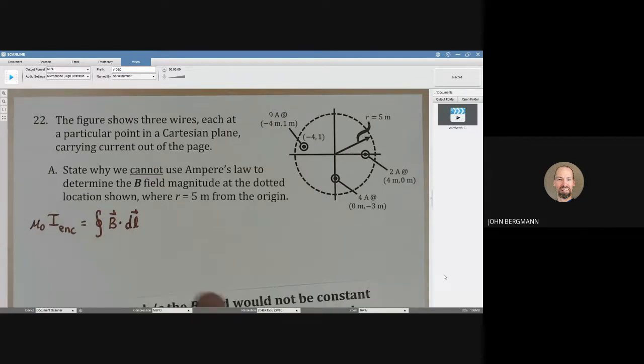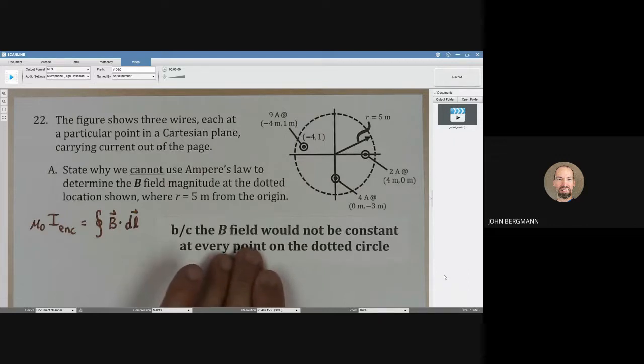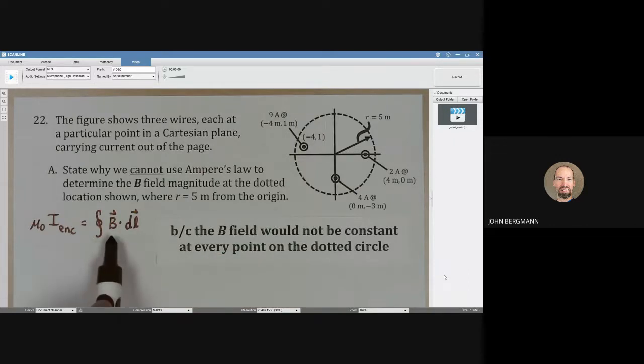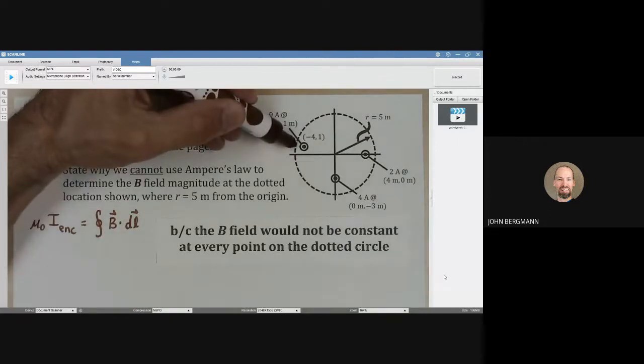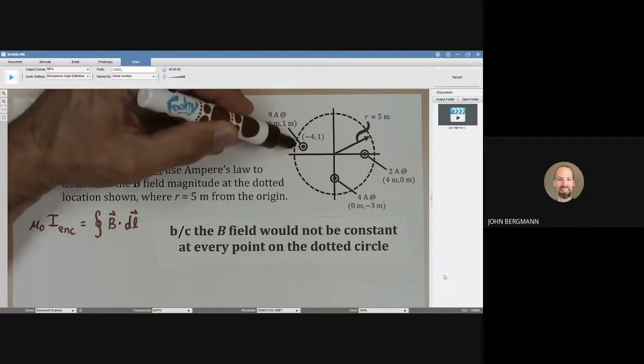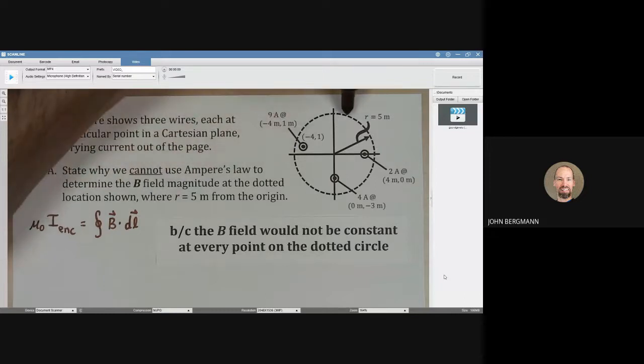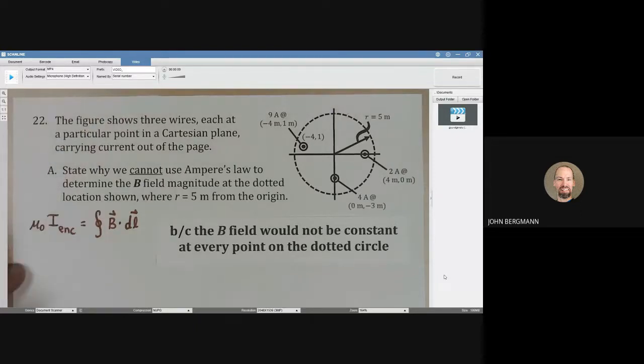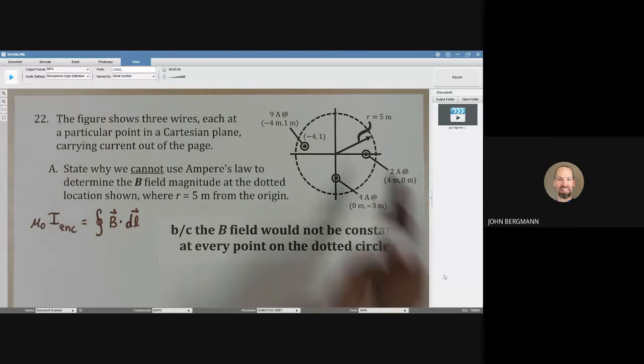However, remember the deal with Ampere's law is that to use it effectively, the magnetic field has to have the same magnitude at each point around your Amperian loop. And that is definitely not going to be the case for this scenario. You can see a point right here where my marker is. That would have a very strong magnetic field because it's really close to that 9 amp current. Whereas a point over here, well, it's relatively further away from everything. So most likely the magnetic field right there is going to have a different magnitude. And so you can't use Ampere's law for R equals 5.